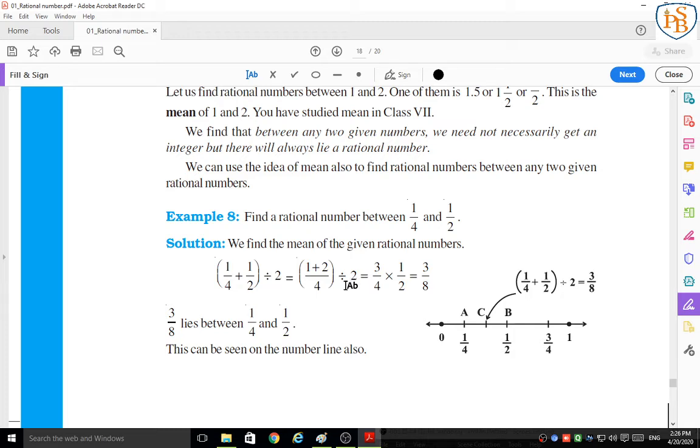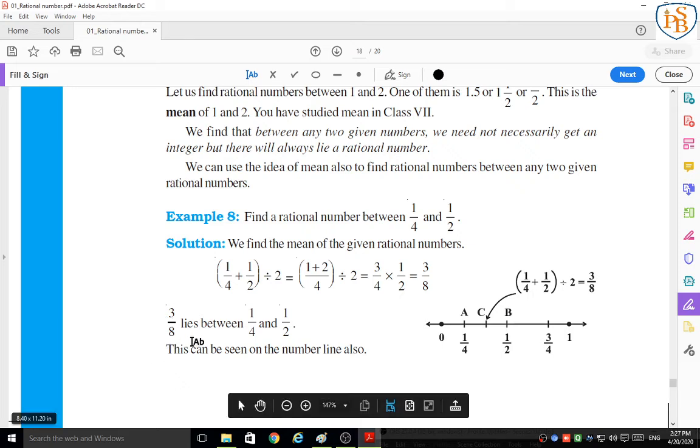But in the last video we have studied that for doing division we have to change the operation to multiplication, and if we change the operation we have to write the multiplicative inverse. So what will be the multiplicative inverse of 2? We can write 2 as 2 upon 1. So the multiplicative inverse of 2 upon 1 is 1 upon 2. So our next step is 3 upon 4 into 1 upon 2. So 3 1s are 3 and 4 2s are 8. So the middle number is 3 upon 8.